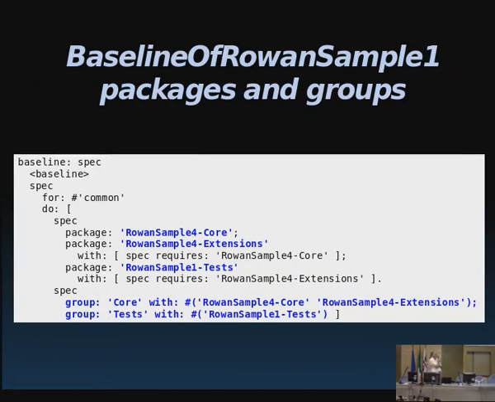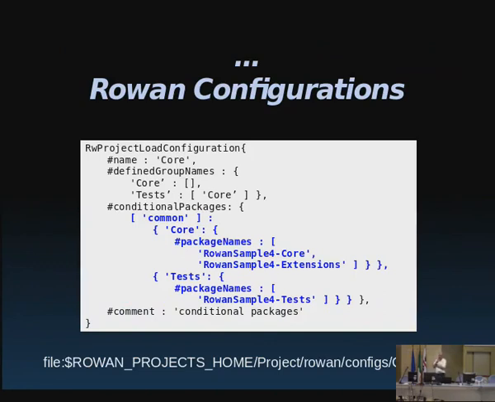So now for doing configurations, what I've got here is an example of a simple baseline with 3 packages: a core, extensions, and a test package. And 2 groups, core and test. And we'll walk through what that looks like in a configuration.